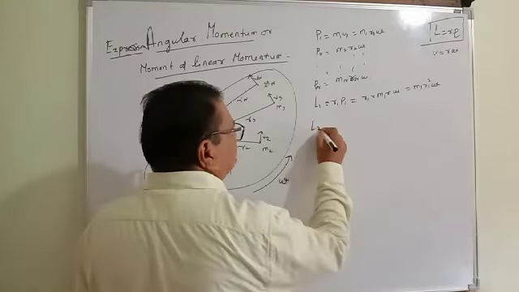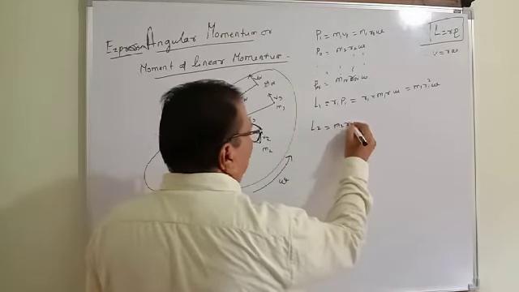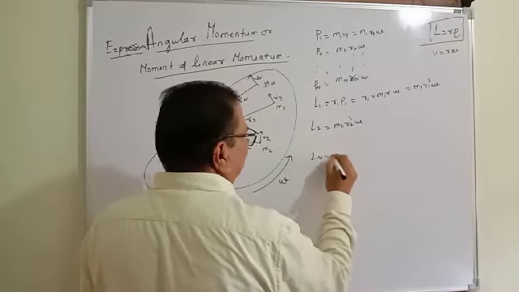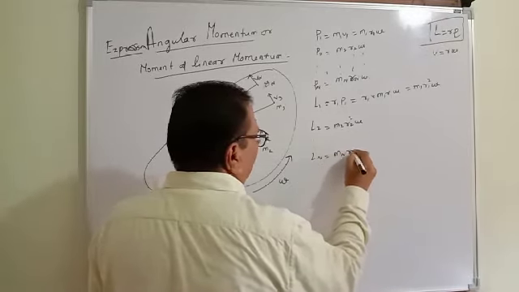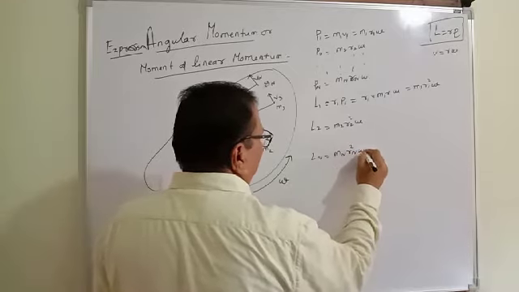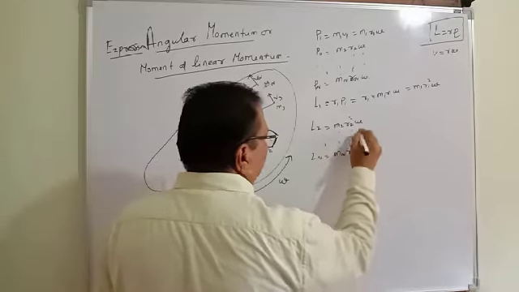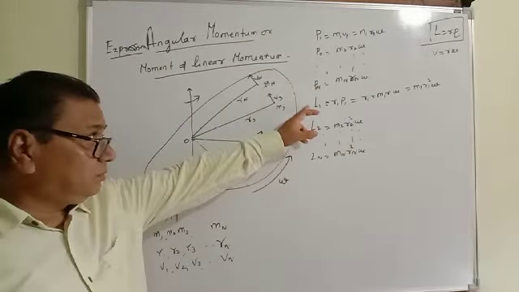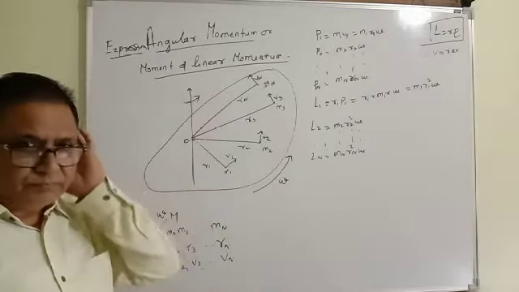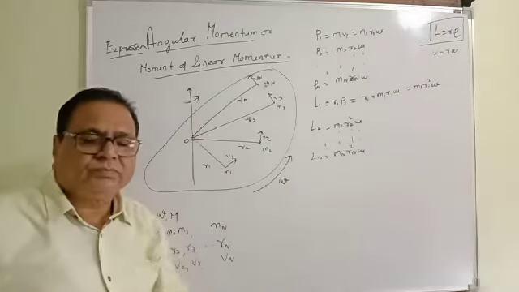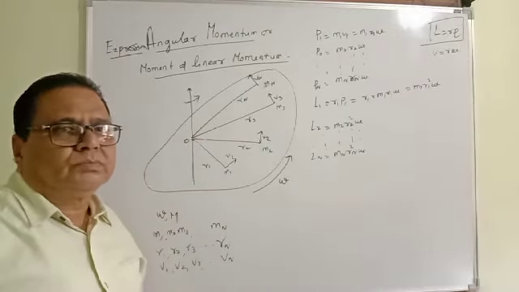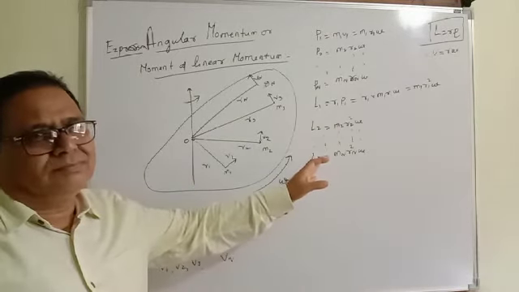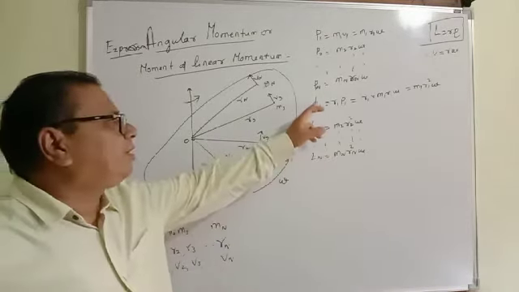Similarly, L2 is equal to M2 R2 square omega, and so on, up to Ln is equal to Mn Rn square omega. Now, angular momentum is a vector quantity. So, can we add directly here? No. Angular momentum is a vector quantity.